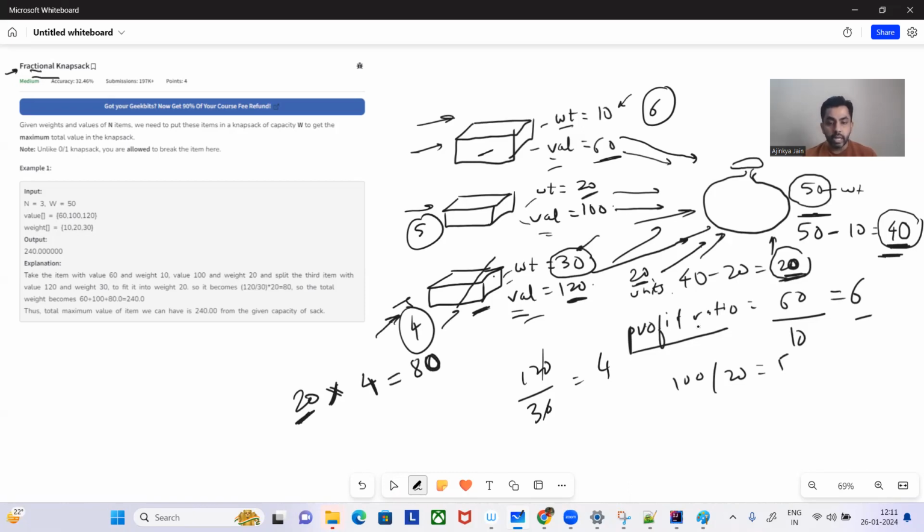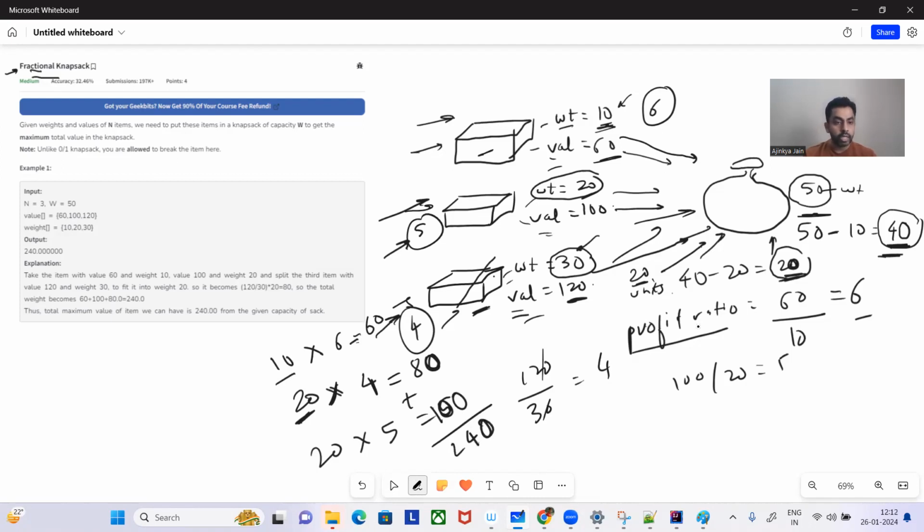Similarly, how much weight are we pushing here? 20. We were able to push the complete item, and the weight of the item is 20. The profit ratio of 1 unit of weight is 5, so it will be 20 into 5, which is 100. And for this item, 10 into 6, as we were able to push the complete weight, gives us 60. So the answer turns out to be 240. Here is the output, 240.